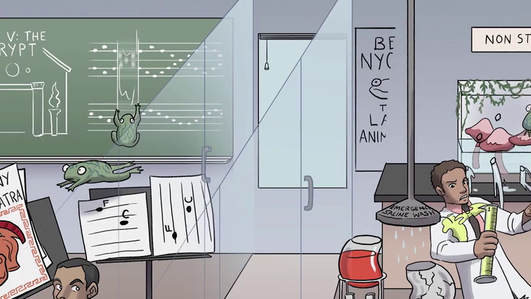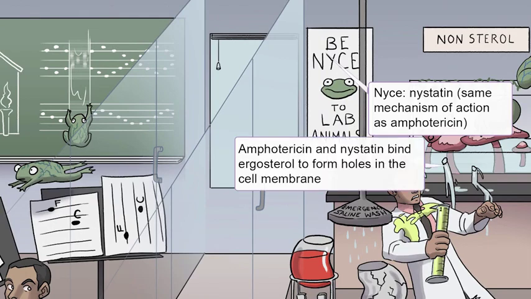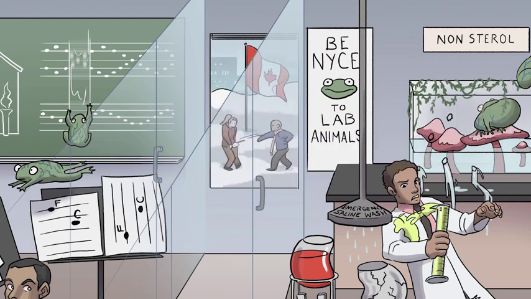One more drug to cover in this sketch, and that's nystatin. Nystatin has the same mechanism of action as amphotericin. In other words, it binds ergosterol in fungal cell membranes, creating pores and causing cell lysis. So it will be depicted right outside the amphibian-ridden lab room in the hallway. Notice the Be Nice sign to emphasize the name nystatin.